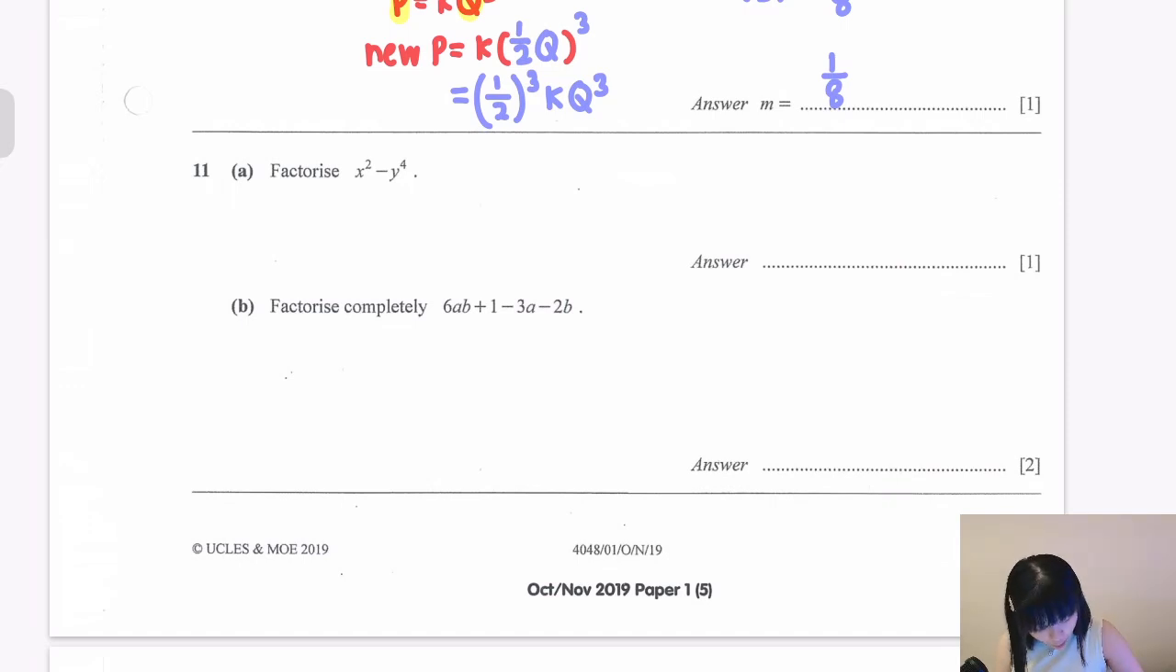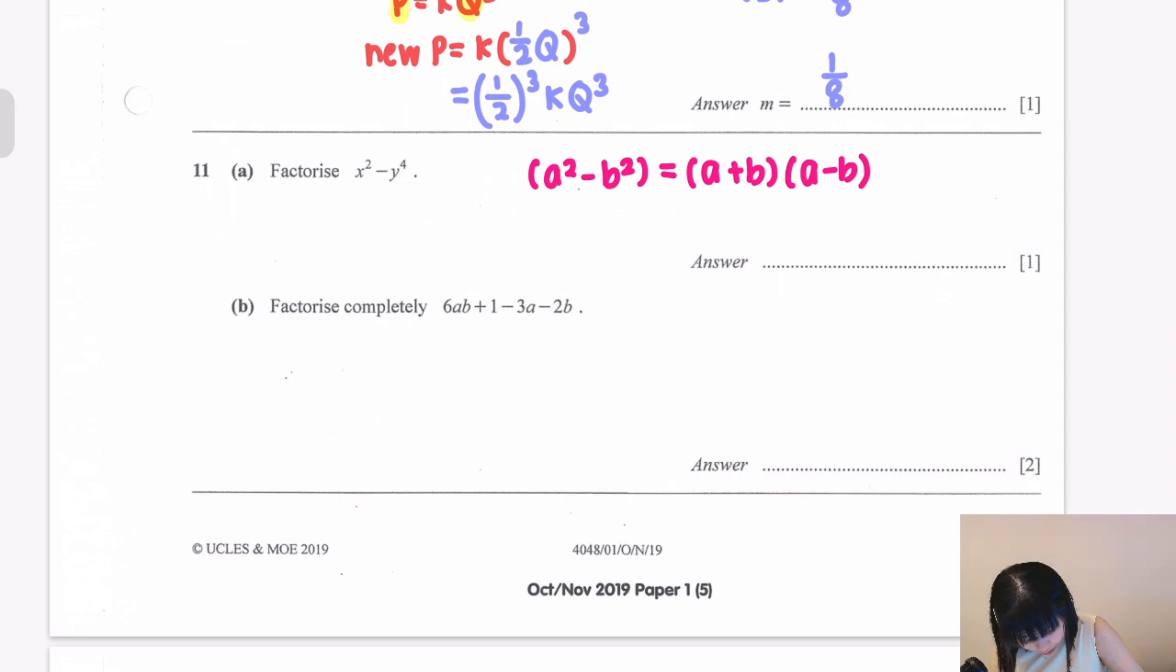11a, factorize x squared minus y to the power 4. Now, this one is actually using the formula that we know, the a squared minus b squared formula, which we know is a plus b, a minus b. Now, how do we use this formula for this question? Okay, x squared minus y to the power 4, perfect square minus perfect square.